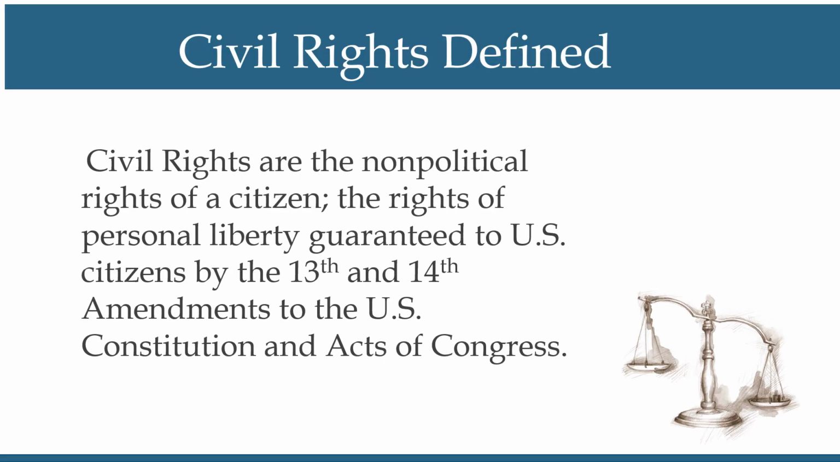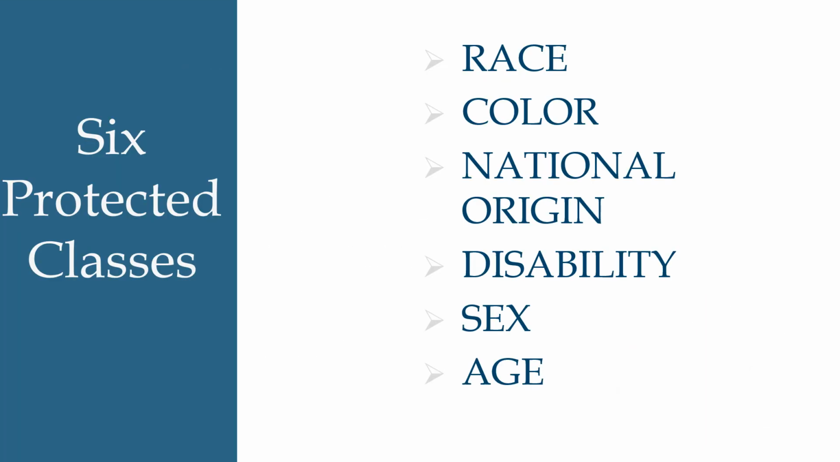Civil rights are simply the non-political rights of a citizen that are guaranteed to us by the 13th and 14th Amendments to the Constitution and a variety of acts of Congress and other regulations. There are 6 protected classes: race, color, national origin, disability, sex, and age. These 6 protected classes apply to all of our child nutrition programs. There are other protected classes, but they are not involved with the child nutrition programs.